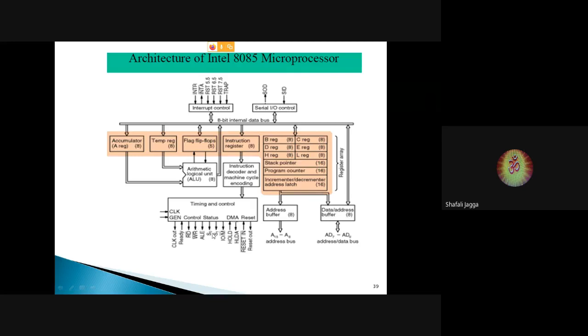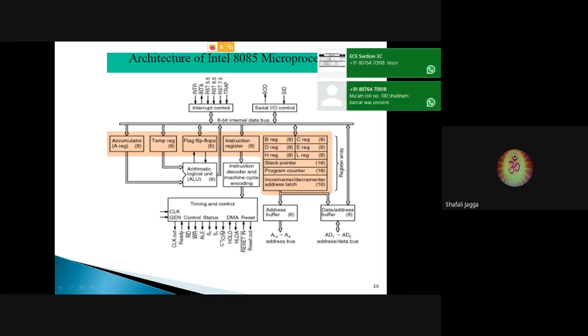Now we talk about the IO/M bar signal. This is also an output signal, generated by the timing and control unit of the 8085 microprocessor. What does it mean? Whenever this signal output is 1, it means it will be used for IO related operation, input output related operation.